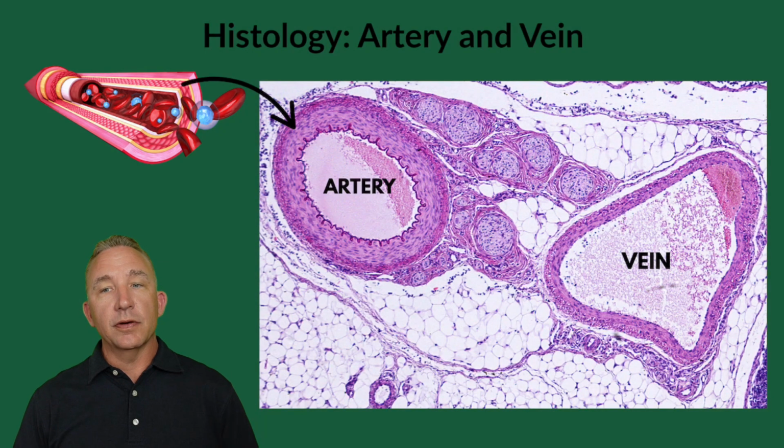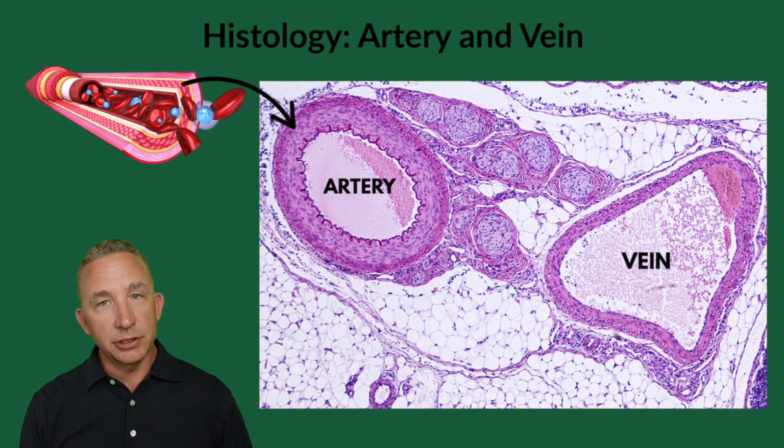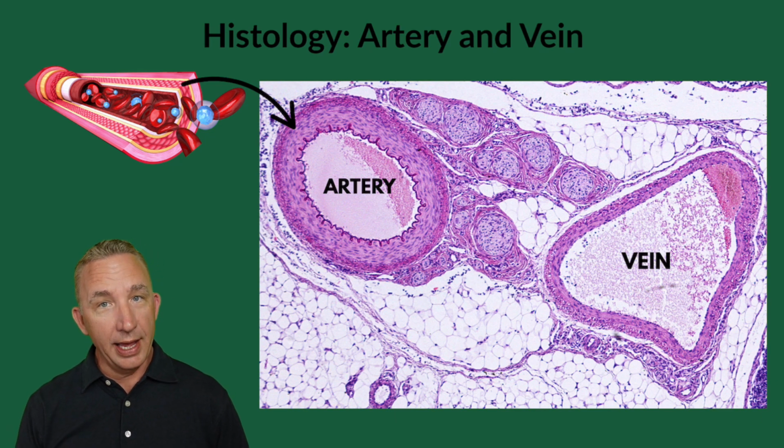But right now, let's focus on the difference between an artery and a vein. First, functionality. Remember, an artery takes blood away from the heart. I remember that the letter A is in artery, and in away, the letter A is in away. So A for A, that arteries take blood away from the heart. Veins bring blood back to the heart.